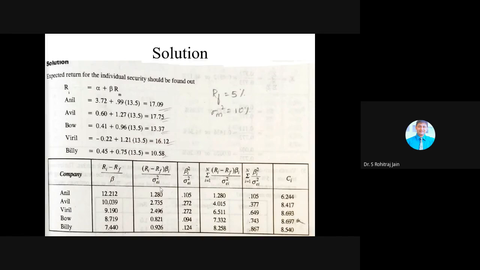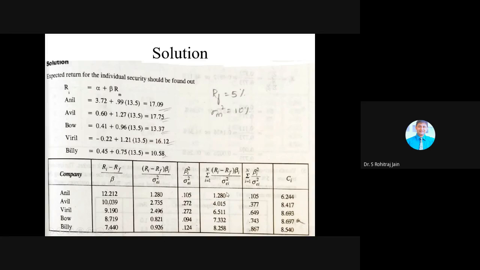So I need to summate this. How I will be summating this? See here, 1.280, I'll be writing as it is. Now, 1.280 plus 2.735 will give me 4.015. 4.015 plus 2.496 will give me 6.511. 6.511 plus 0.2821 will give me 7.332. 7.332 plus 0.926 will give me 8.258. Okay, so I'll be doing the summation of this.